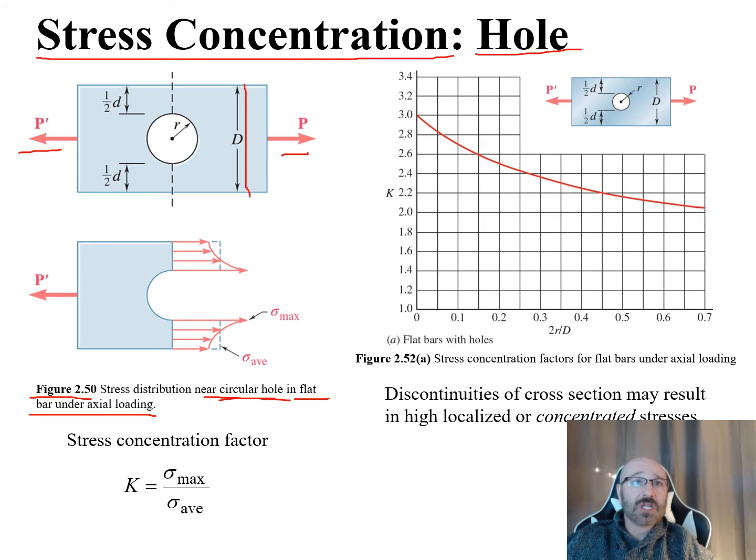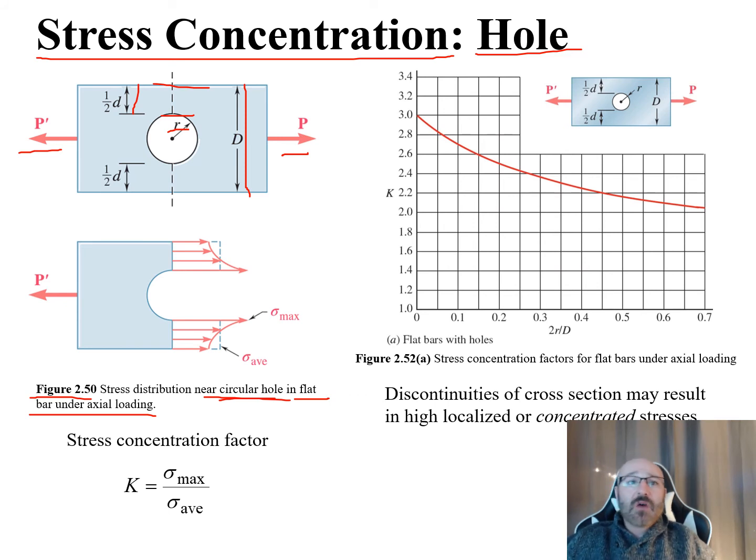We have our dimension here showing us the distance from the edge of the bar to the beginning of the circle. We can see the circle has a radius r right there. So we have all the geometry and dimensions defined for us in the diagram there.